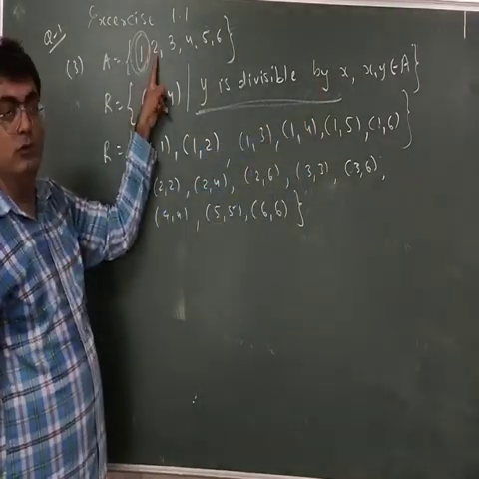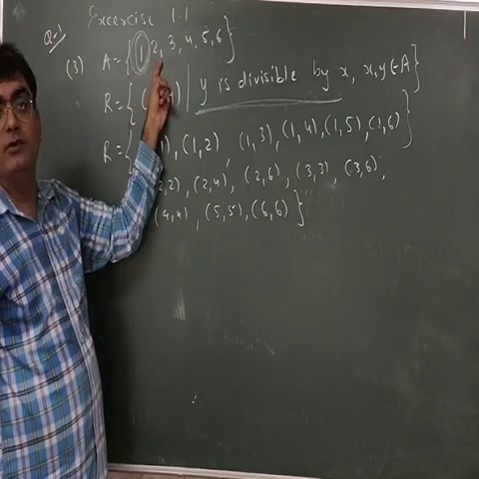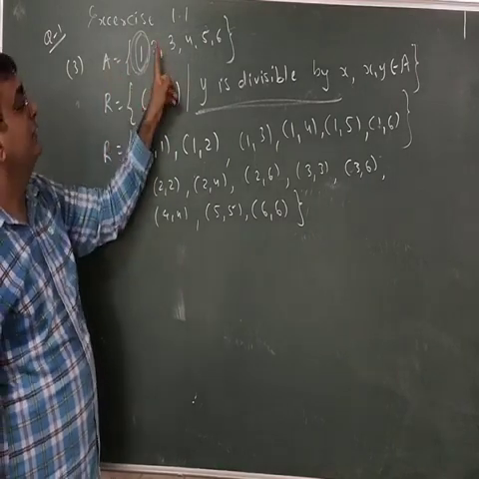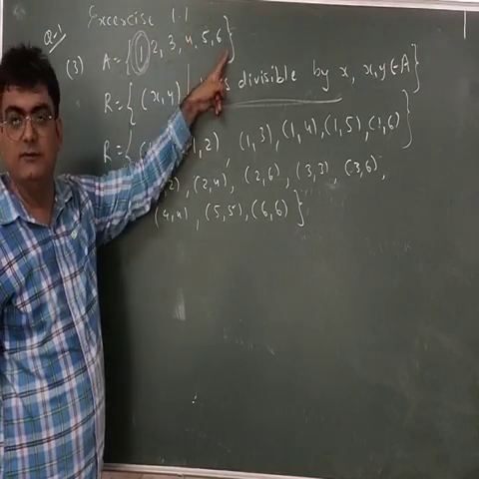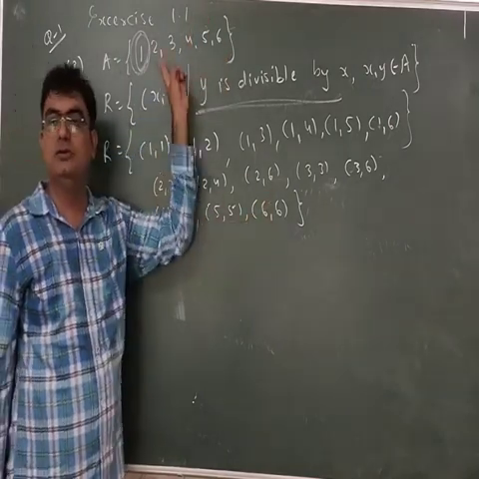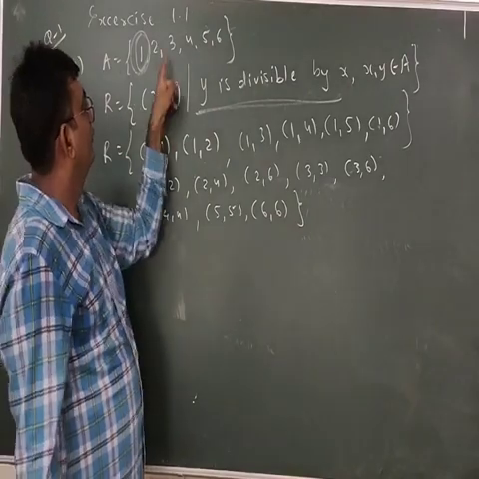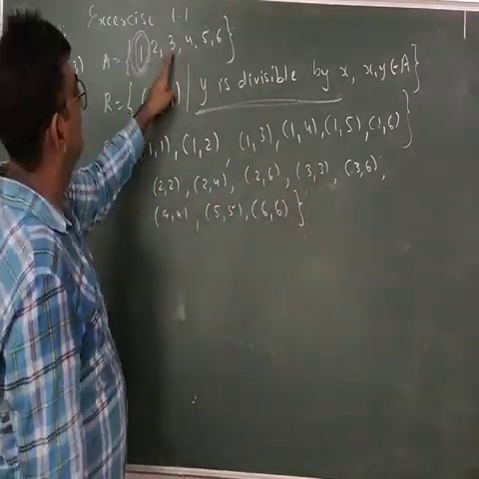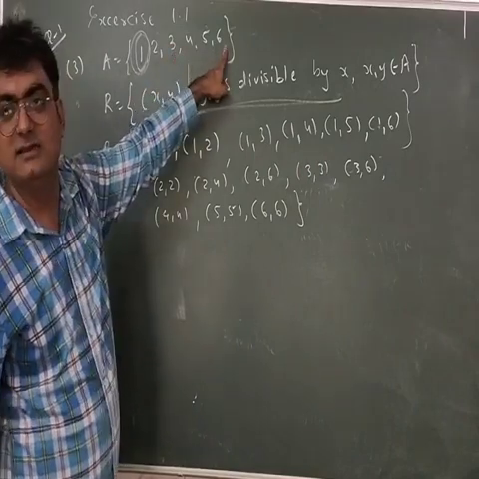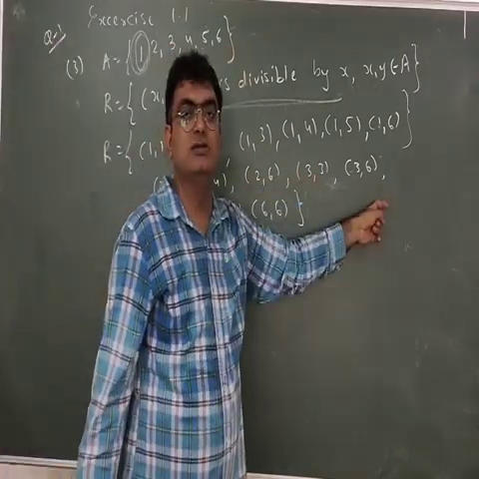Now, for 2, we have to find all the multiples of 2 which are in A. You can see 2 itself is a multiple of 2, 4 is a multiple of 2, 6 is a multiple of 2. So (2, 2), (2, 4), (2, 6) belong to R. Also for 3, 3 is a multiple of 3, so (3, 3). What is another element which is a multiple of 3? You can see 6, there is no other element, so (3, 6) belongs to R.